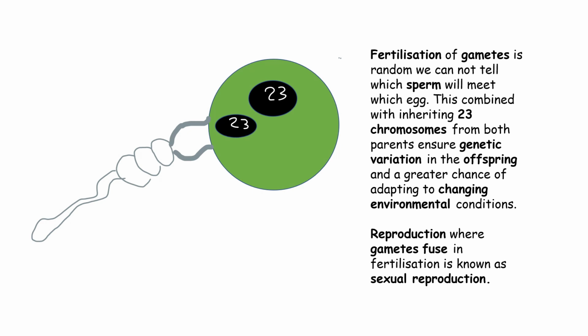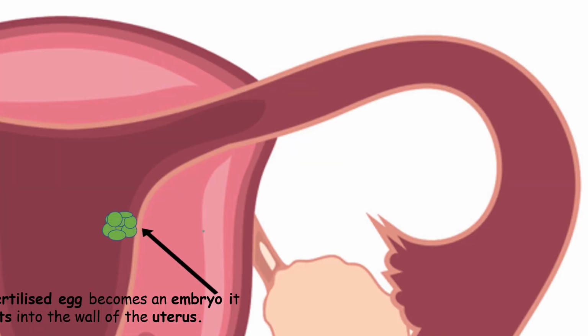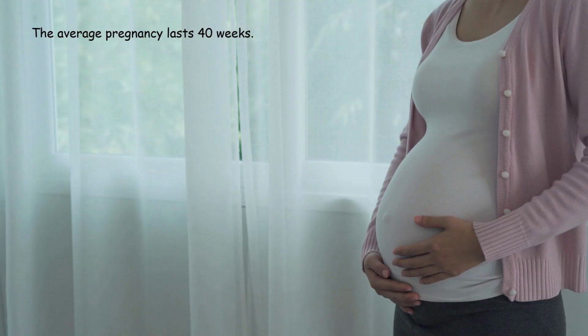There is another type of reproduction called asexual reproduction, which you can see here if you click the link to this video. Now let's continue with the development of the embryo. Once a zygote is formed and it becomes an embryo by mitosis, it then moves into the uterus and implants into the wall, or the endometrium, of the uterus.